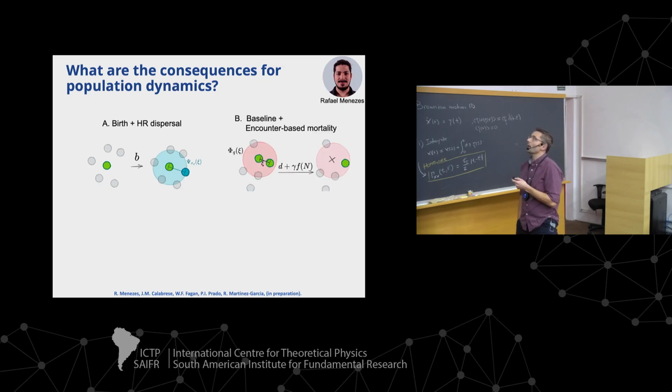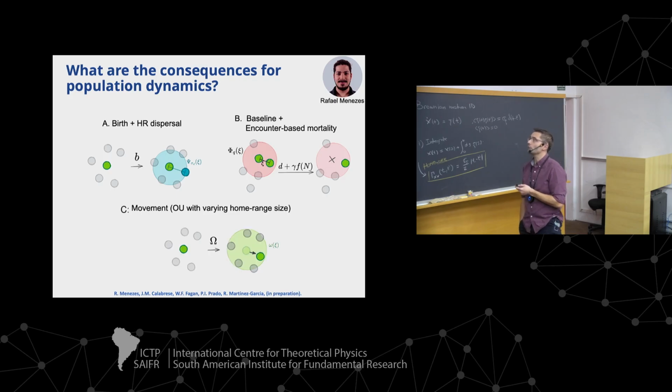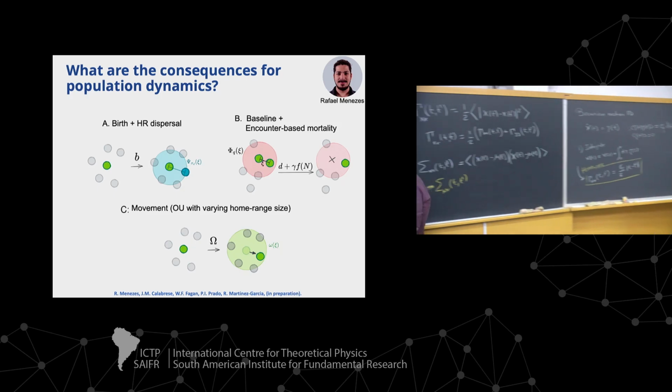Then animals are also going to die. When they are close to each other, they have a probability of dying that is given by this rate, where we have some baseline mortality plus some density dependence here. So the more animals you have around you, the more likely you are to die. And finally, we have movement, which is where we are going to introduce this Ornstein-Uhlenbeck stochastic process.